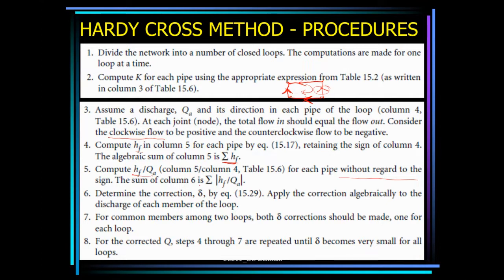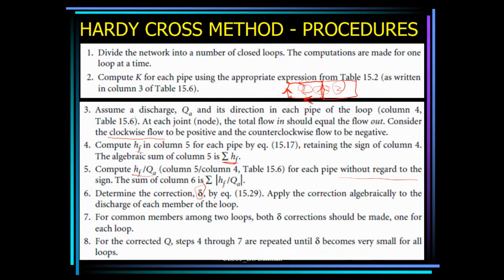Then you determine del using the equation, and apply the correction algebraically to the discharge of each member of the loop. And then for common pipes, because if you have another loop here, you can see this pipe is common between loop 1 and loop 2.